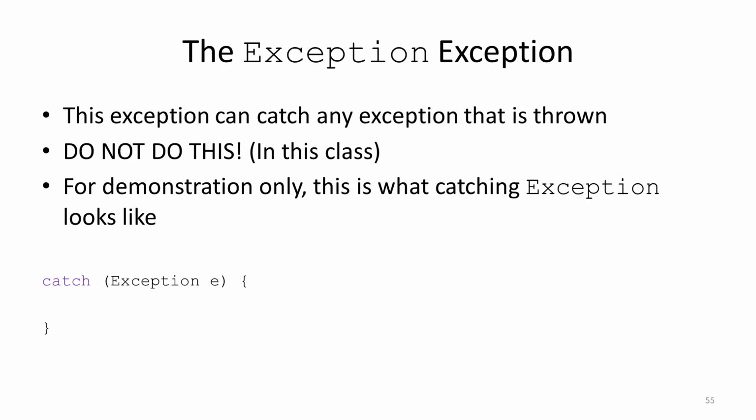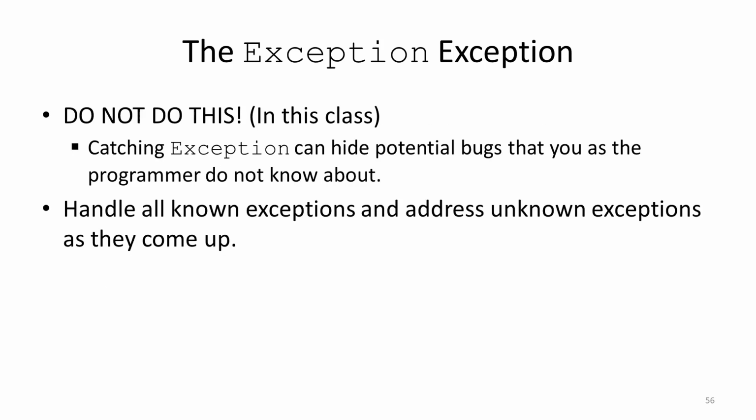When you catch Exception, that is like the master ball of all exceptions. Catching Exception can hide potential bugs that you as the programmer do not know about. You would not know why your program crashed specifically. Even though you can handle it in a try catch, you wouldn't know why the program crashed. What you want to do is handle all known exceptions and address unknown exceptions as they come up. And those are what's called bugs. There are times when catching Exception is warranted, but those reasons do not apply to this class.